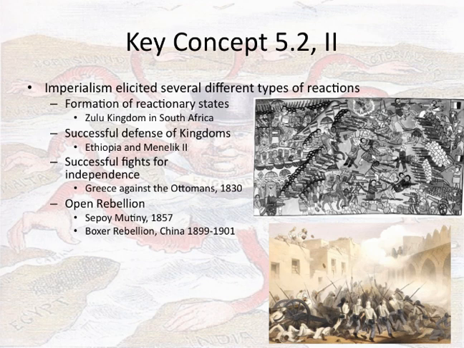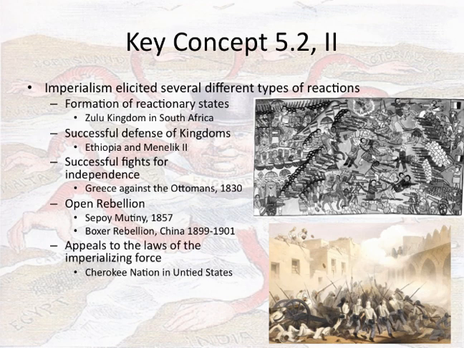You also see the Boxer Rebellion, which is an anti-Western revolt in China between 1899 and 1901 that causes the death of millions of people. It also is not successful in that the Western spheres of influence remain largely intact.